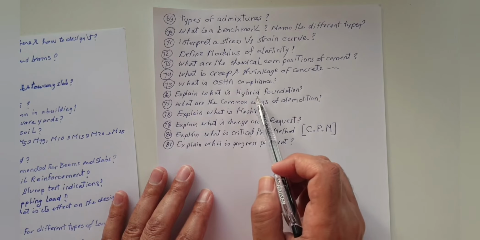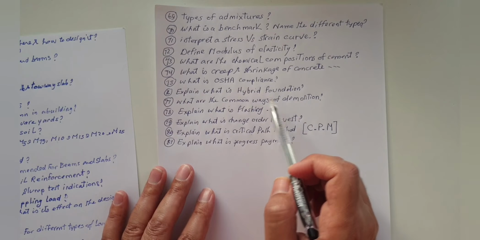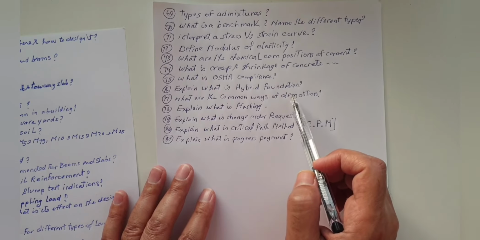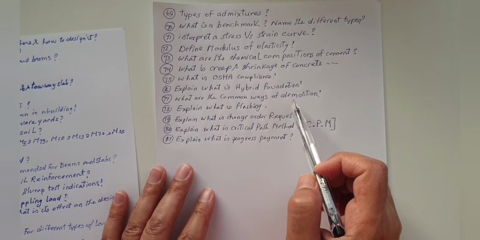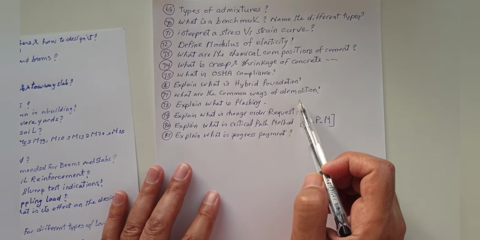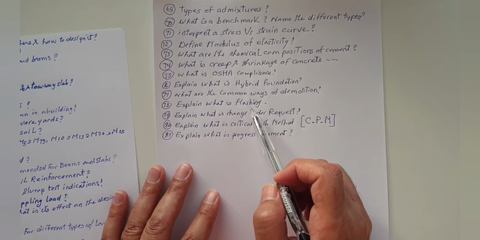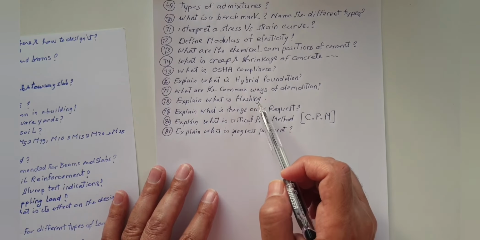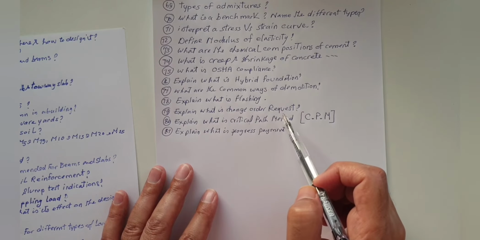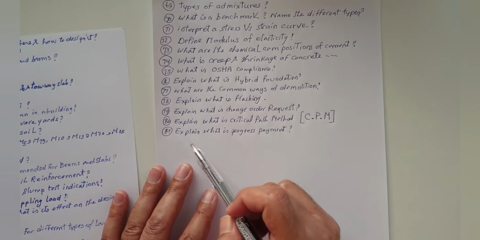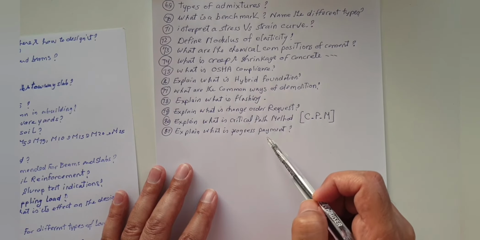Explain what is a hybrid foundation. What kinds of shoring systems are there? What are the common ways of demolition? Explain what is flashing. What is the meaning of flashing? Explain what is a change order request. Explain what is progress payment.